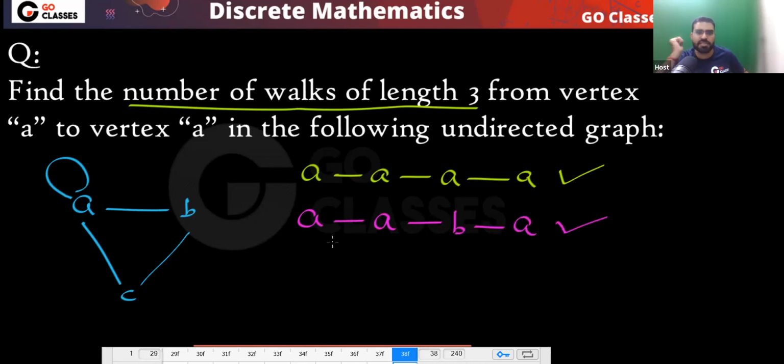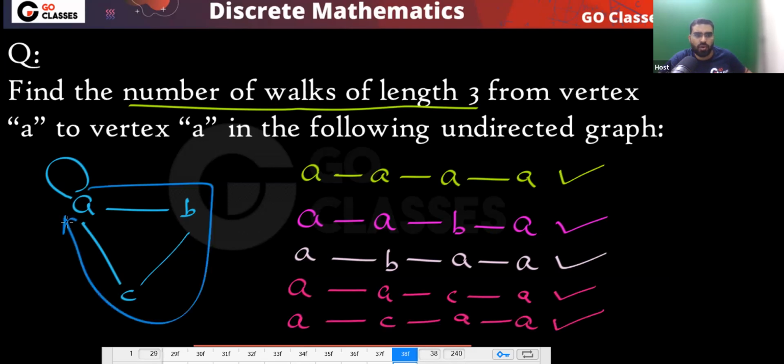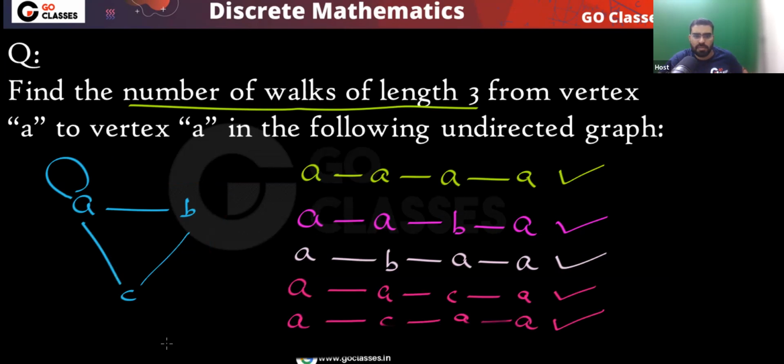Are you getting my point? Okay, very simple. So basically now you can use this loop. Or the same thing: you can go to B, then come back to A, then come back here. Either you can do like this, or you can do the same thing with C. You can do this walk, or this walk. So basically there will be a total of 7.